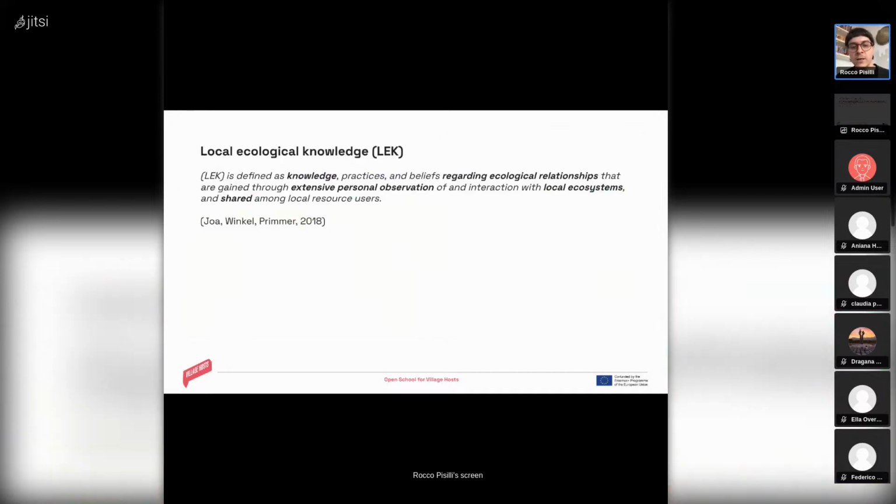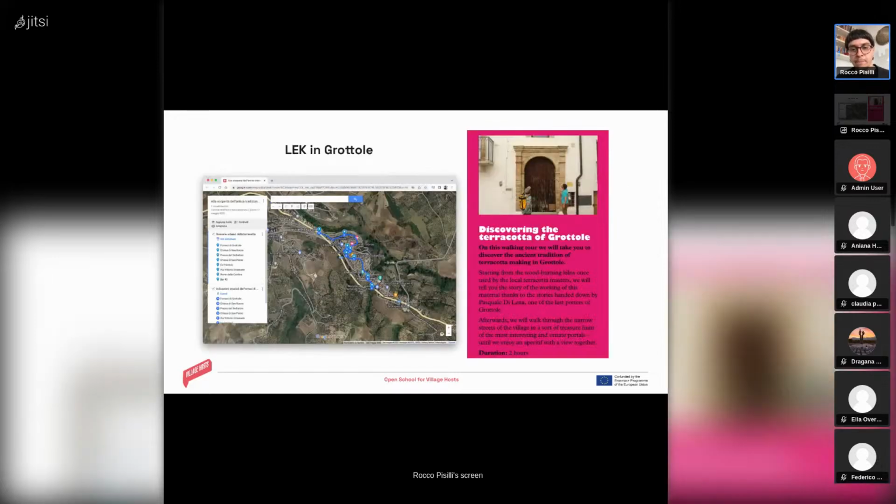For me, this is a really interesting process because it's really connected with what is known as local ecological knowledge. The local ecological knowledge is the mix of all the knowledge and the practices that came from extensive personal observation and interaction with the local ecosystem, and this is shared in the local community. An example of local ecological knowledge is the terracotta in Grottole, because as I was telling you, at the moment there is just one person in the village that is working with terracotta, but actually Grottole used to be known for terracotta in the past, and this tradition is at risk.